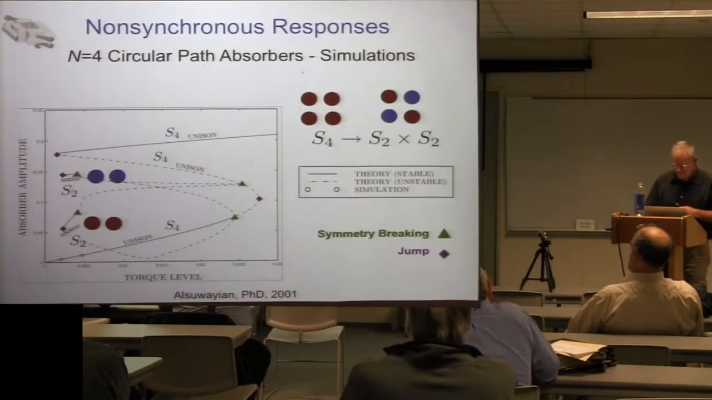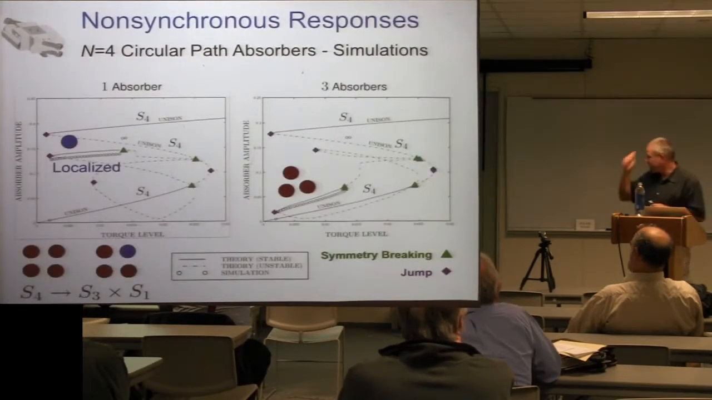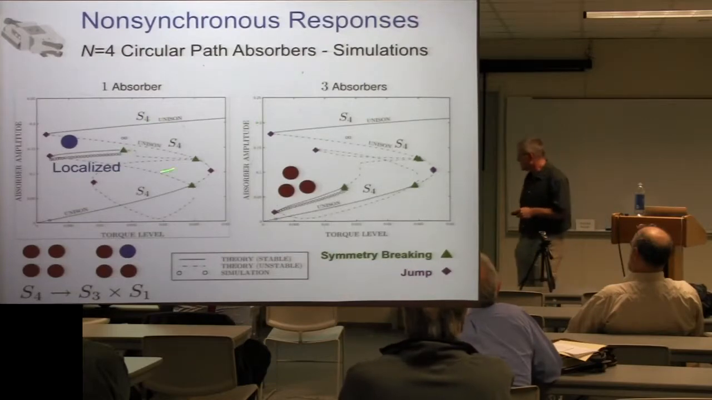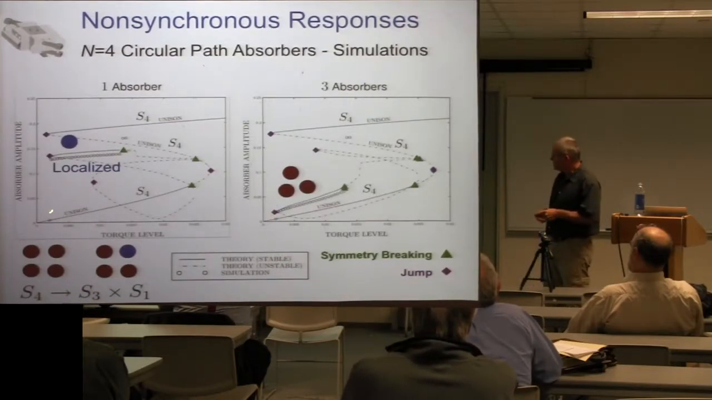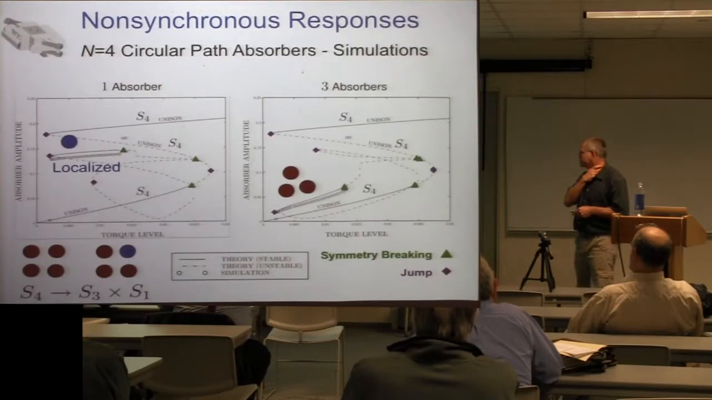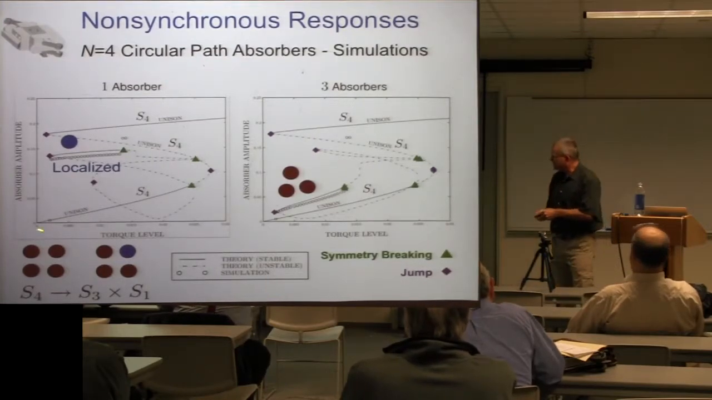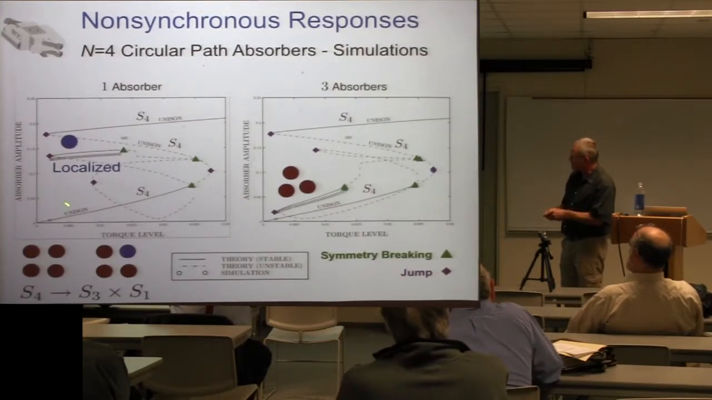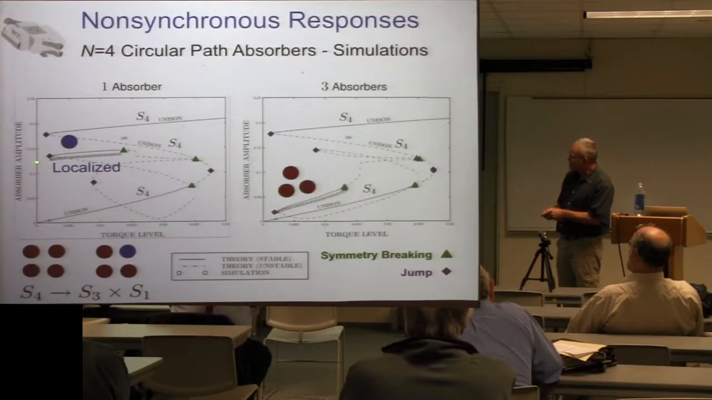And what's even more dramatic are the S3 cross S1 responses, because this unison response, which is nice and stable, by the way, these are simulations, these dots, of the full nonlinear equations of motion. And we only show spot ones down here. We're mostly interested in these. But this is the single absorber, and these are the 3 absorbers.